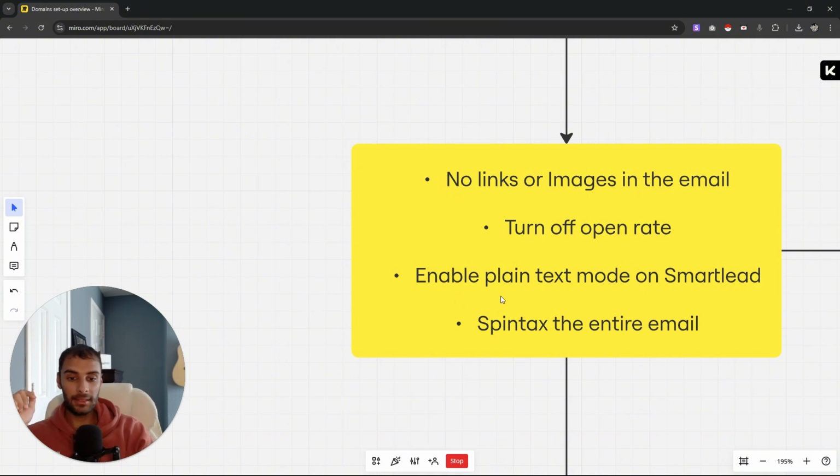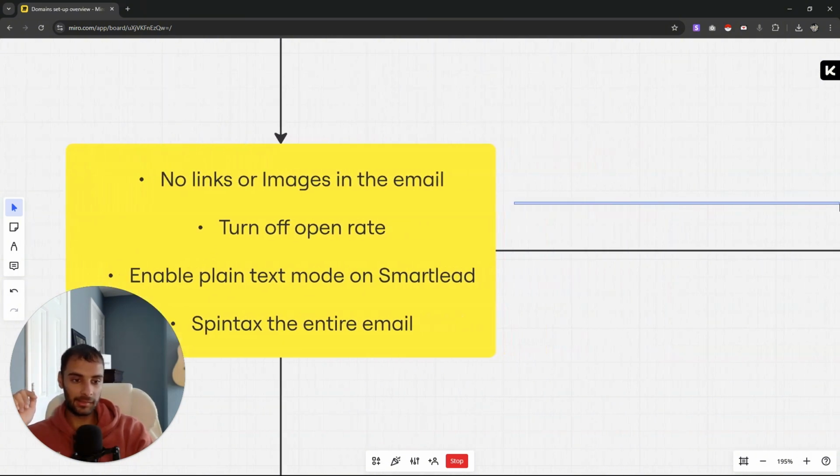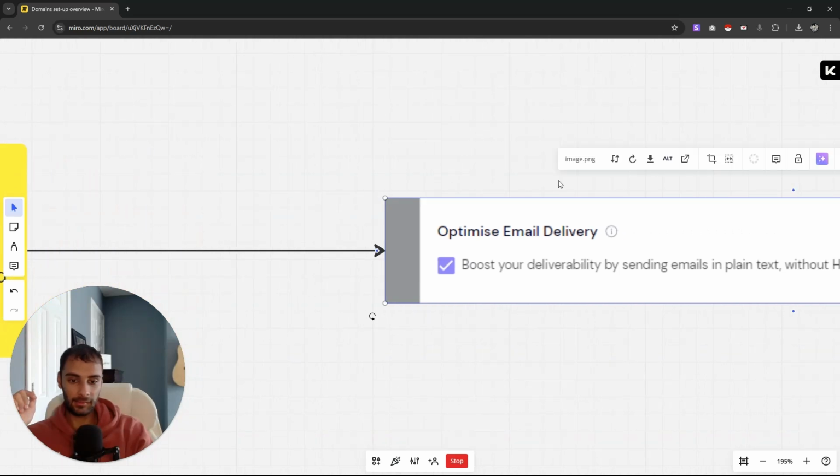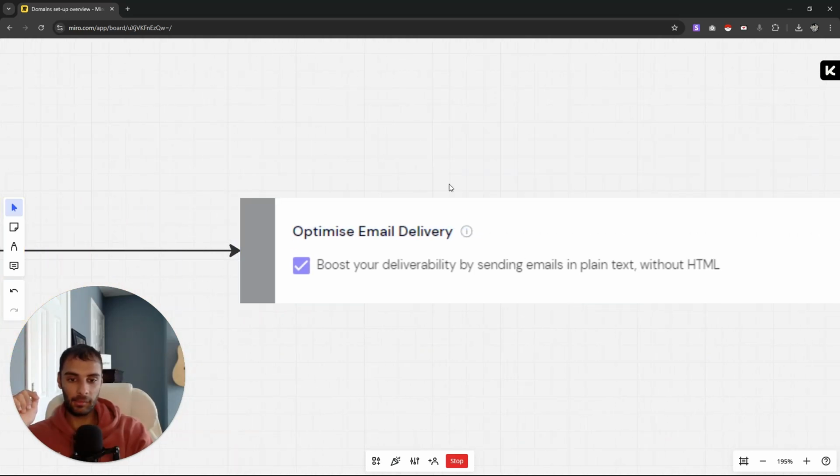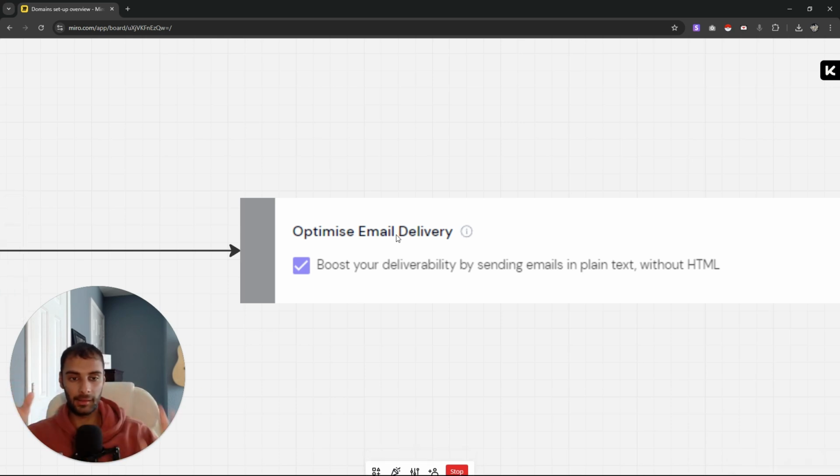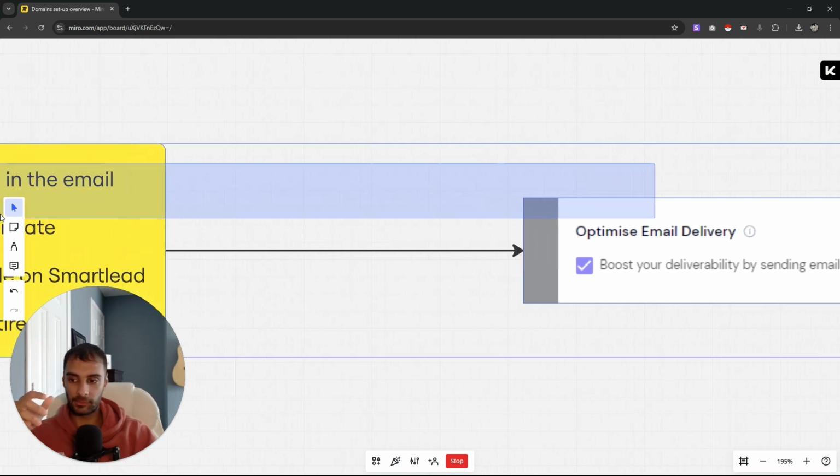Instead, enable plain text mode on Smart Lead. So on Smart Lead, there's a feature like this. That's like, hey, boost your deliverability by sending emails in plain text without HTML. Turn this on, because this will get rid of any links. It's super simple. Smart Lead makes it super simple.